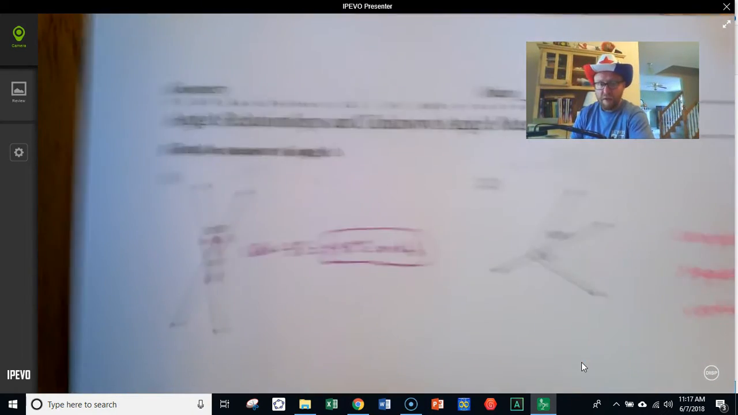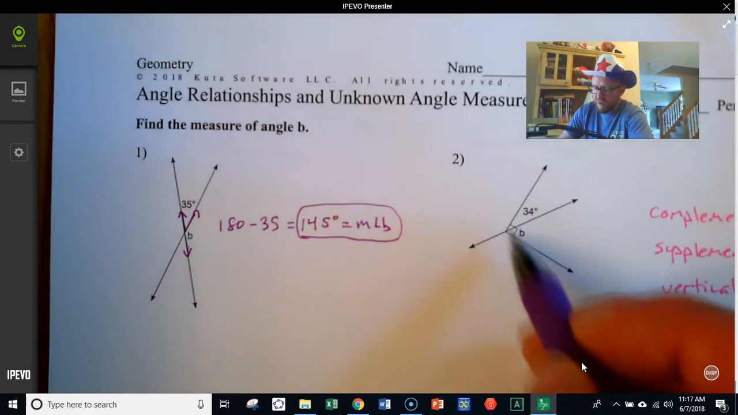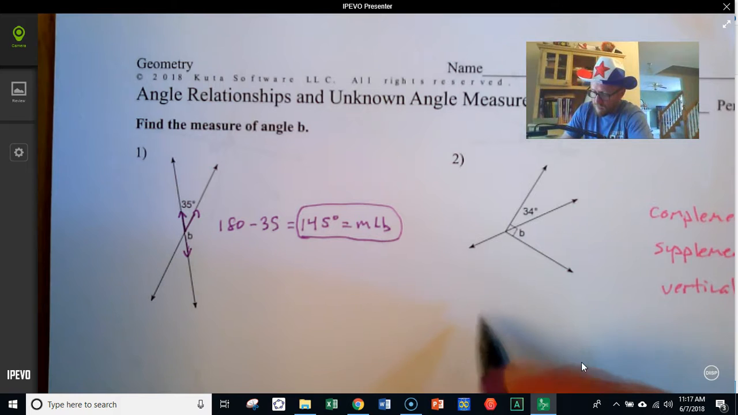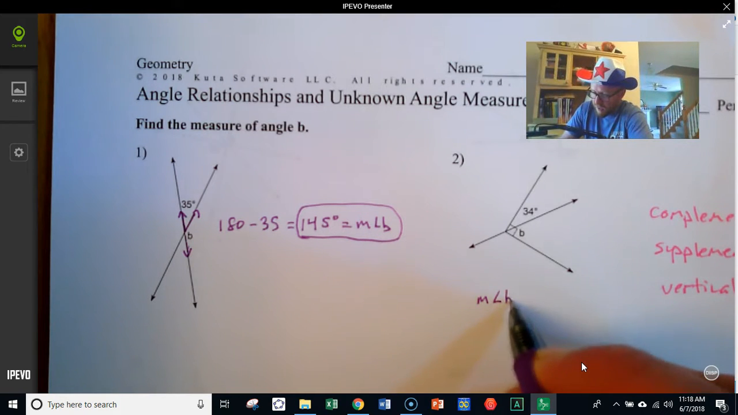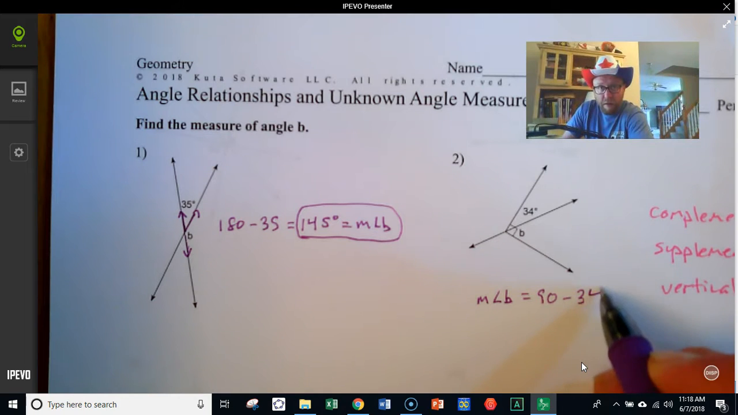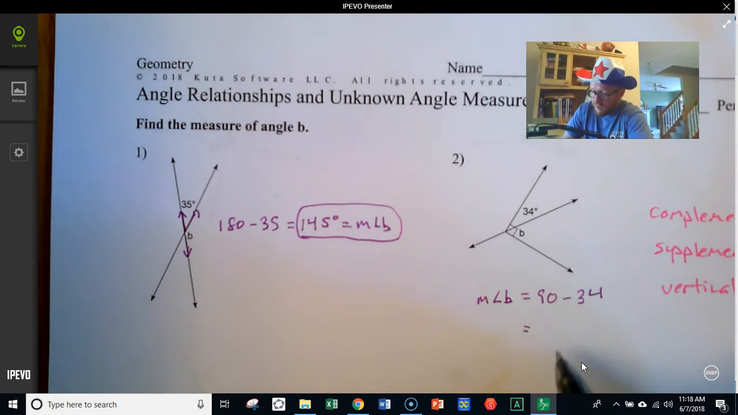Okay. Next one here, you can see that these two angles add up to 90 degrees. So the measure of angle B is 90 take away 34. Let's see, 90 take away 34 is 56.